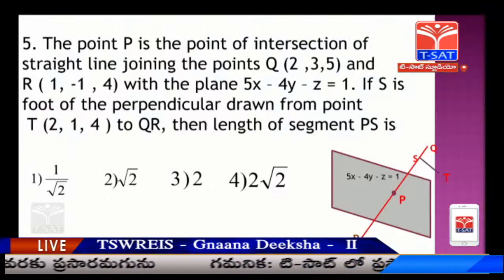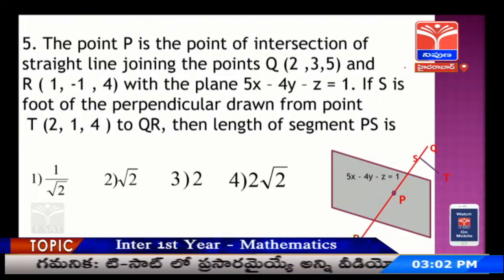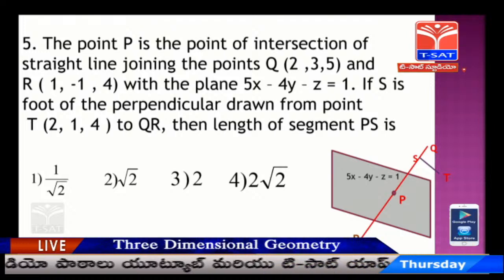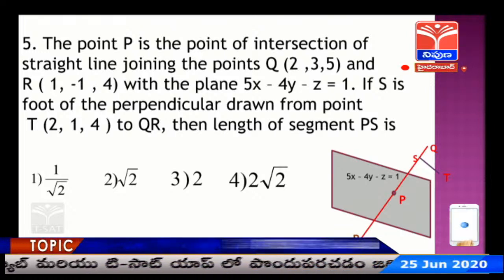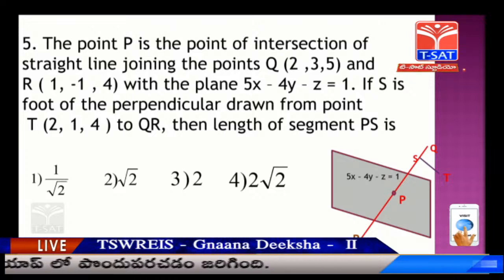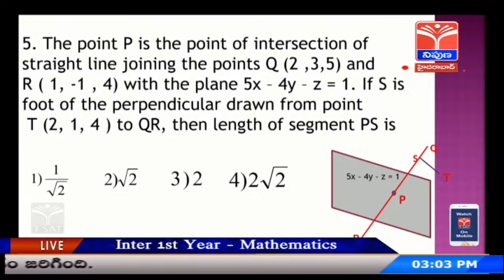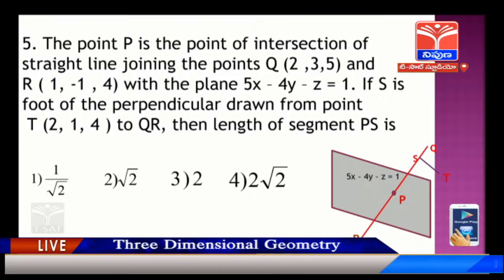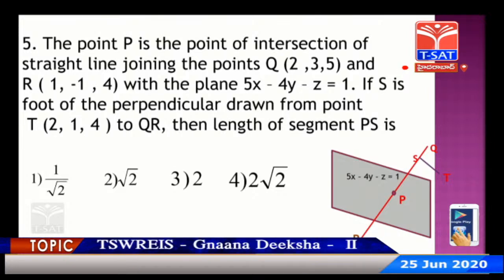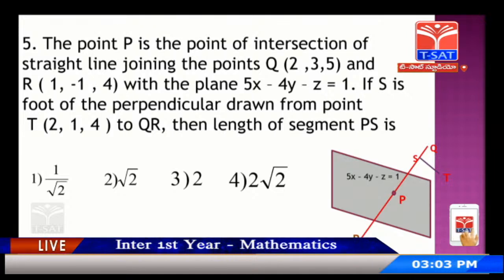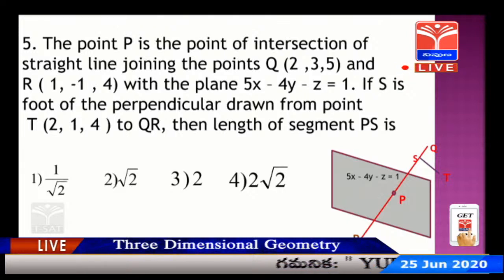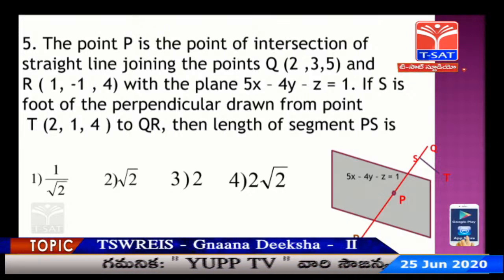Here the point P is the point of intersection of the straight line joining the points Q (2, 3, 5) and R (1, minus 1, 4) with the plane 5x minus 4y minus z equal to 1.